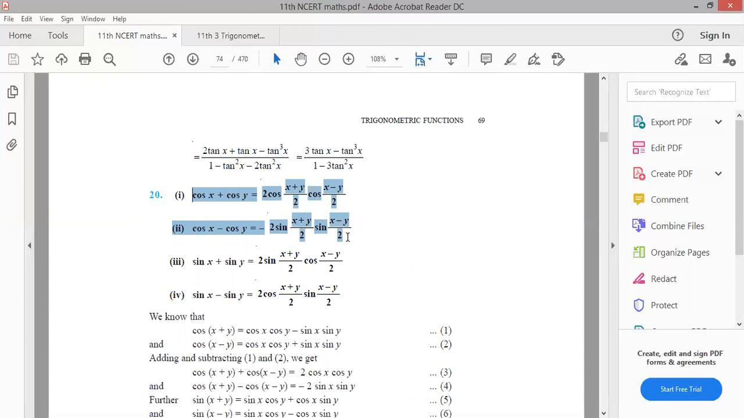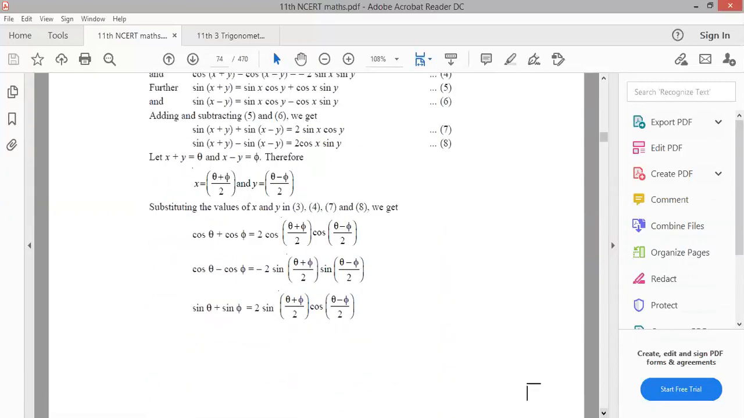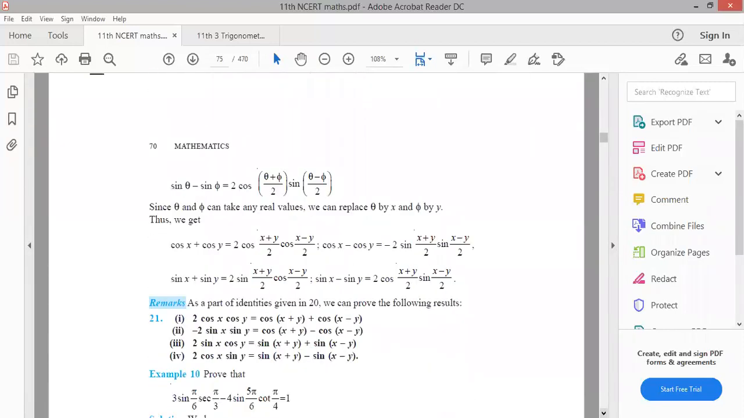The proof is based on the above formulae. And the next one is sine x plus sine y, that's twice sine of x plus y divided by 2 into cos of x minus y divided by 2. And the next one is sine x minus sine y, that's twice cos of x plus y divided by 2 into sine of x minus y divided by 2. These formulae you may call conversion of sum and difference into product. The next set of formulae is conversion of product into sum and difference.